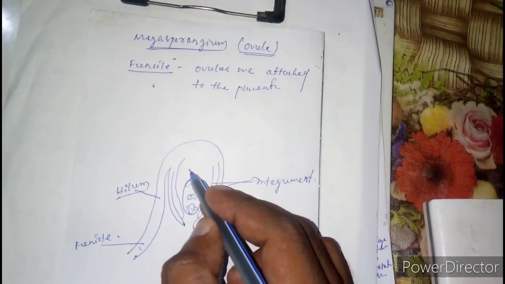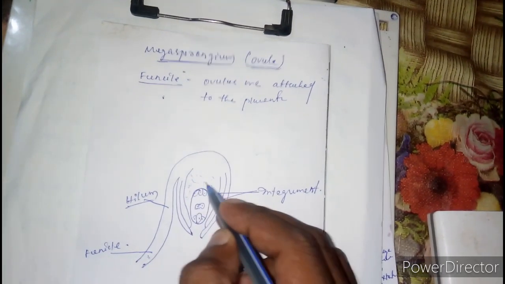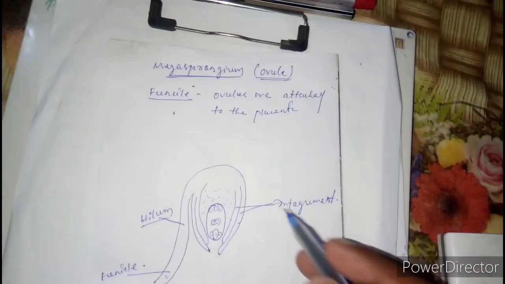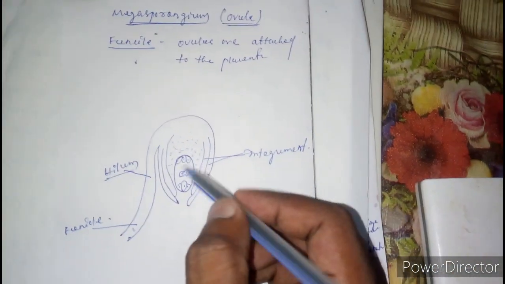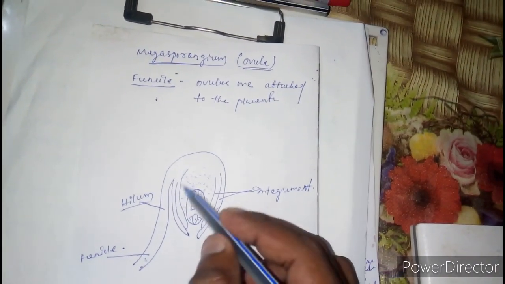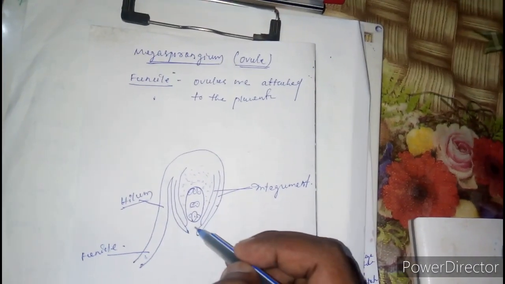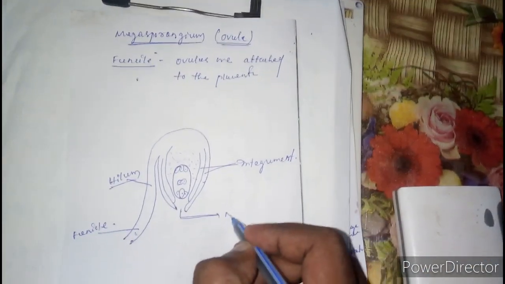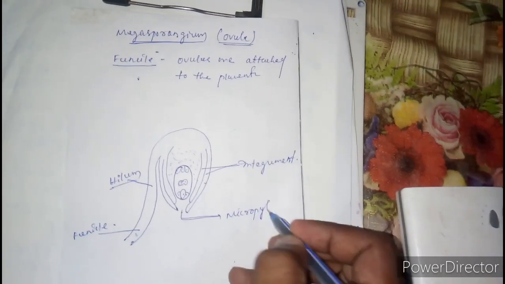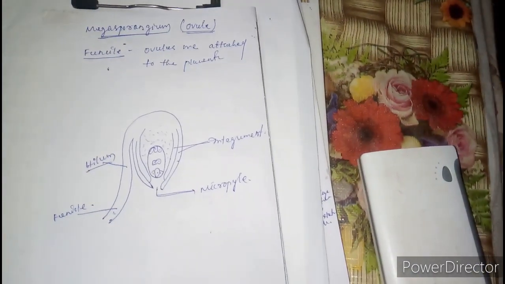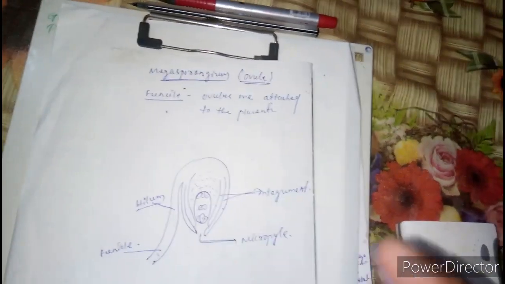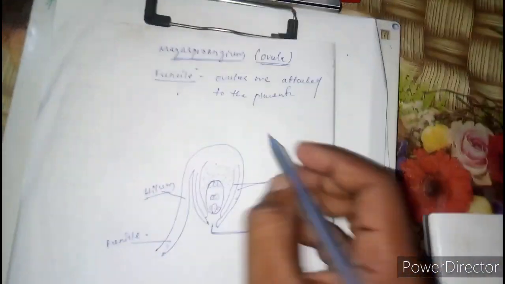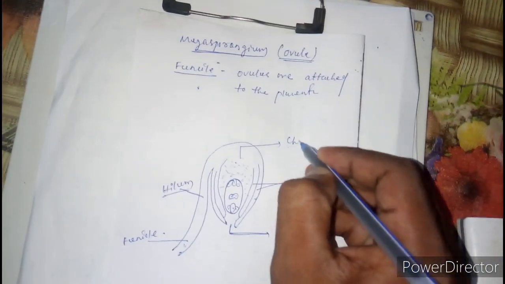Integument encircles the nucellus, the nutritious region, except at a small opening called the micropyle. The end with the micropyle, where integument is absent, is the micropylar end, and opposite to the micropylar end is the chalazal end.